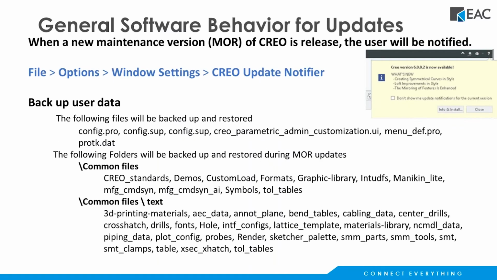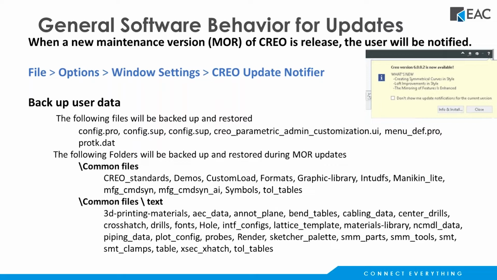One of the things that help in the transition and just the communication of new releases coming out, there's something that you can set up under file options that allow PTC to notify you when a new maintenance build for your release comes out, just so you know when that's available.